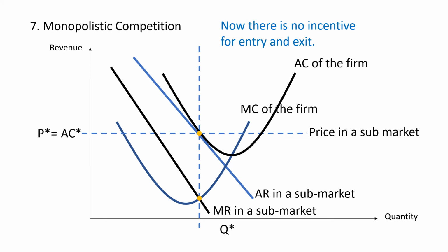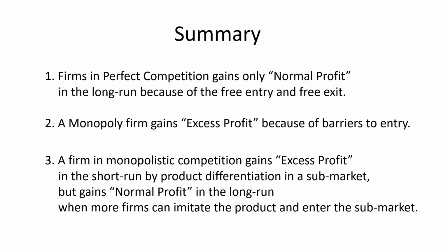In summary, firms in perfect competition gain only the normal profit in the long run because of the free entry and free exit.